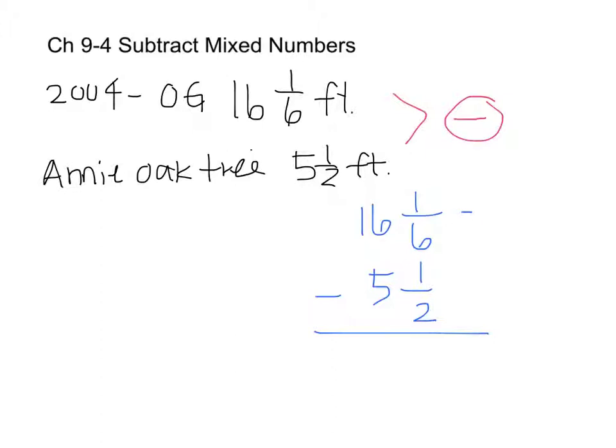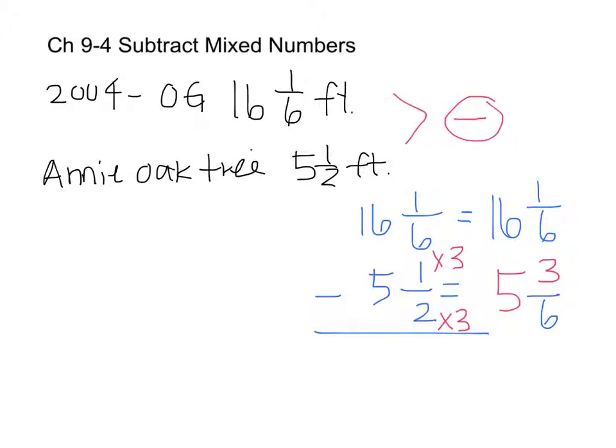So 16 and 1/6 is not going to change at all. But we know that the half is going to change. And when we do that, we take 1/2. 2 times what will give me 6? 3. Very good. And whatever I do to the denominator, I do to the numerator, to the top, right? 1 times 3 is 3. So I have a new fraction there. Don't forget to bring the 5 over, okay? So now I have a new subtraction problem.